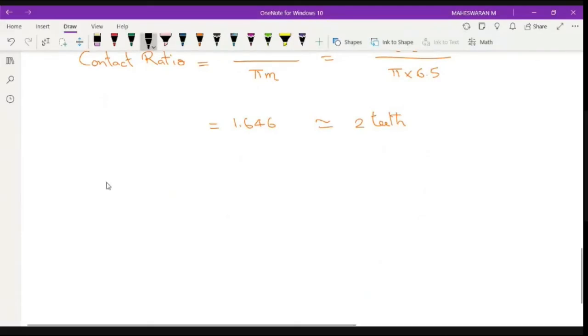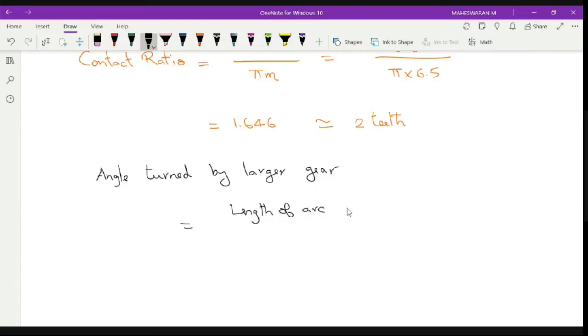Okay, let me write it out. So, angle turned by larger wheel, larger gear. This is equal to the length of arc of contact divided by the circumference of the larger wheel.